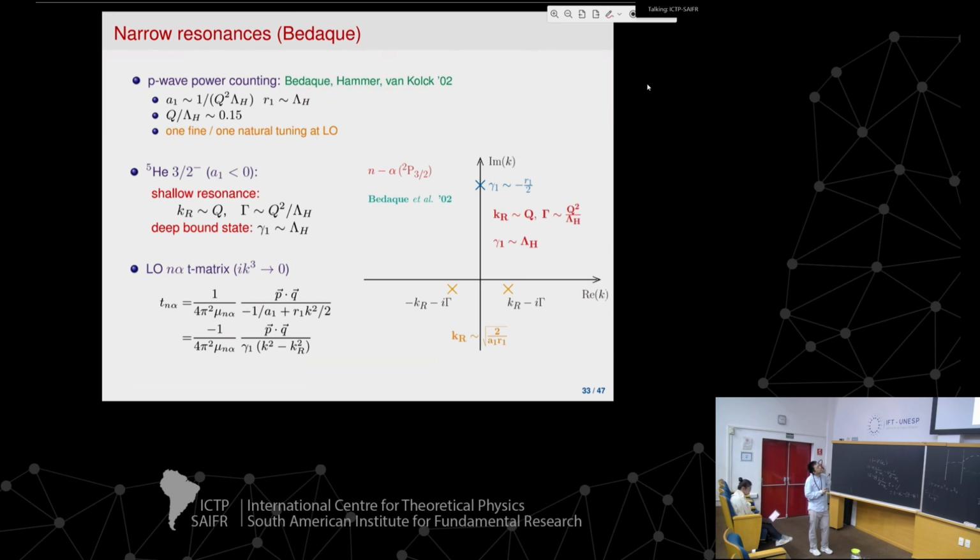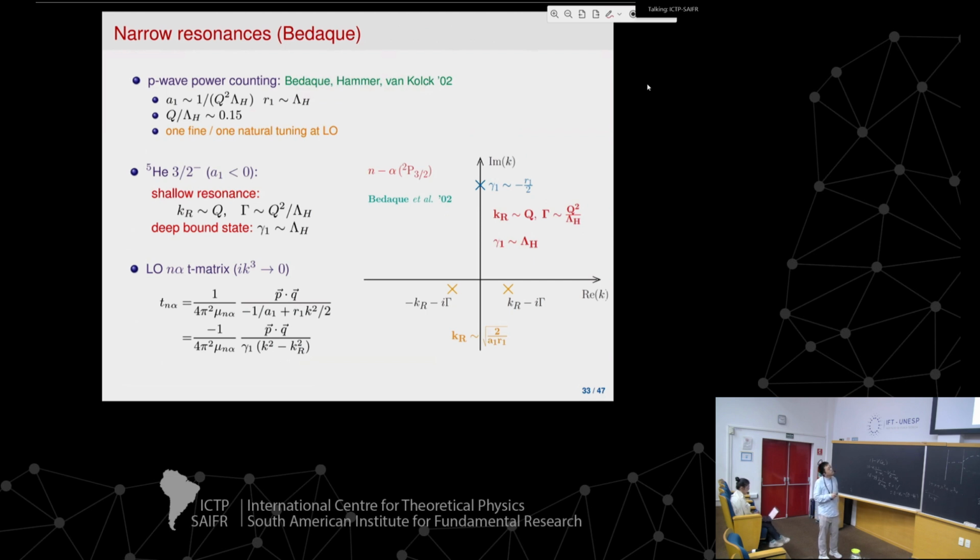So take helium-5 as the example. It has this three-halves minus state, which is a p-wave resonance, which means that A1 is smaller than 0. In this complex momentum plane, it generates three poles. It can generate a bound state pole, but the position of this bound state pole is very high on the imaginary axis, which means that it's a deep bound state pole. It also generates a shallow bound state pole, but the width related to that is one order smaller than its position. So it's a narrow resonance pole.